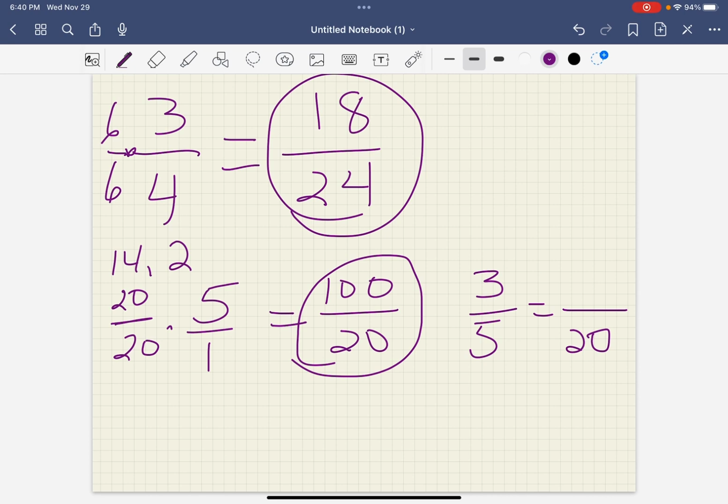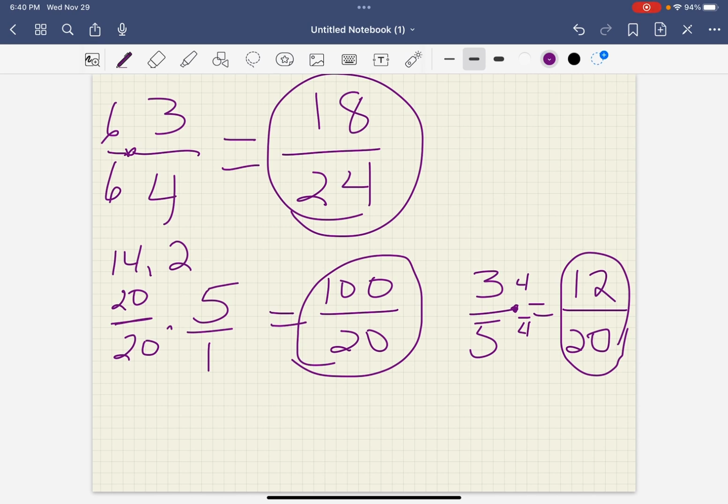And this next one says to change 3/5 to a denominator of 20. So 5 times what is 20? 4. So if we multiply the denominator by 4, we have to multiply the numerator by 4. So we get 3 times 4 is 12 over 20. Now the reason we're doing this is because you have to have common denominators for fractions. So we're kind of getting in the practice of making different denominators.